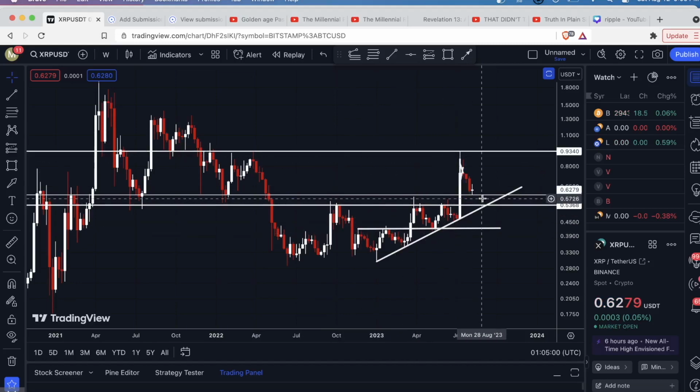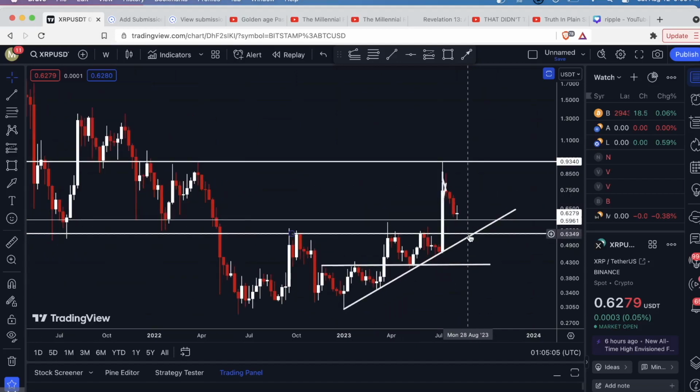Rejected at resistance, came down, we're bouncing off the support level, or this support level is holding for now. If this breaks, you have your downside targets. I really don't think this region right here is going to break. If the price comes down here again around the 53 cent zone, I'm going to go in, and I'm going to go in heavy.